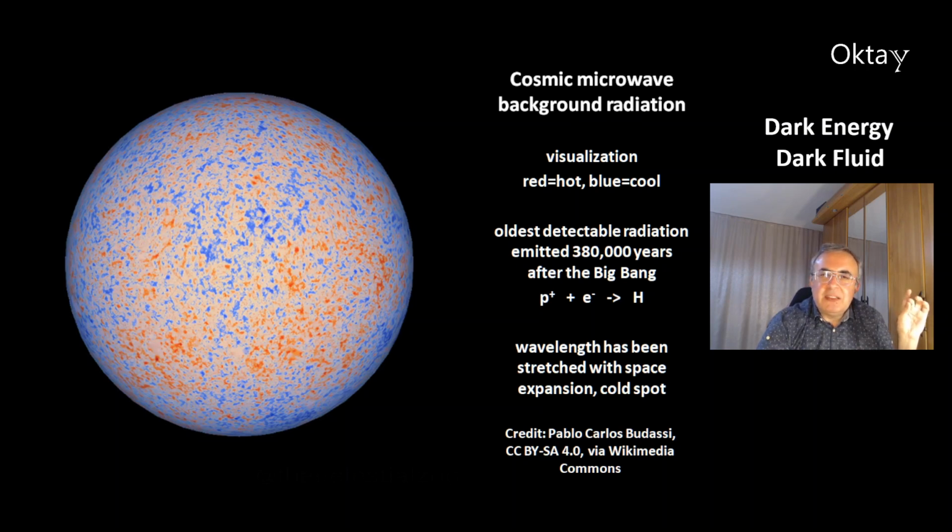In red, these are the slightly hotter areas, and in blue, the slightly cooler areas. This is the oldest detectable radiation that was emitted 380,000 years after the Big Bang. That's when the combination of protons and electrons to hydrogen atoms began. And since then, the wavelength has been stretched with the expansion of space.